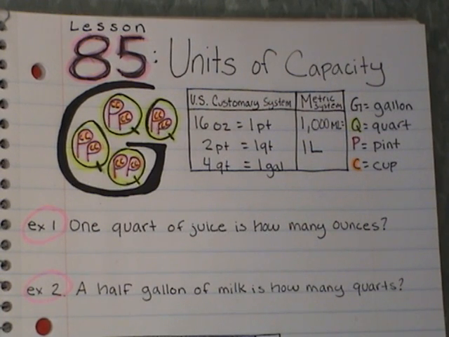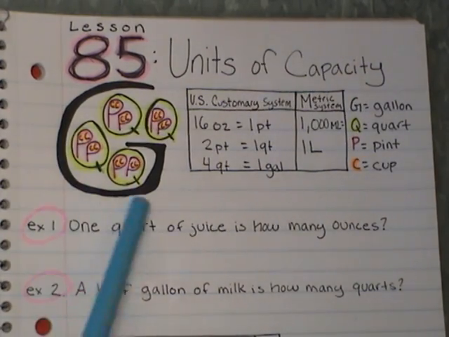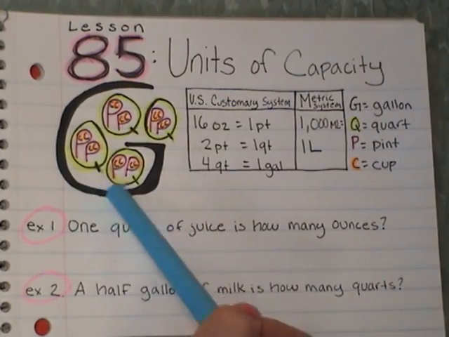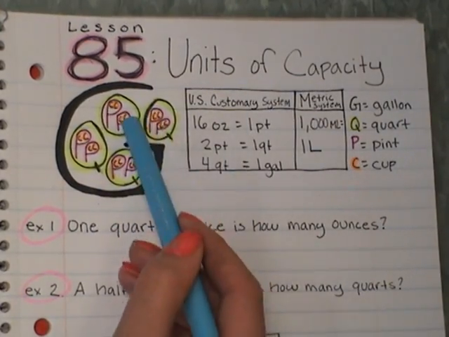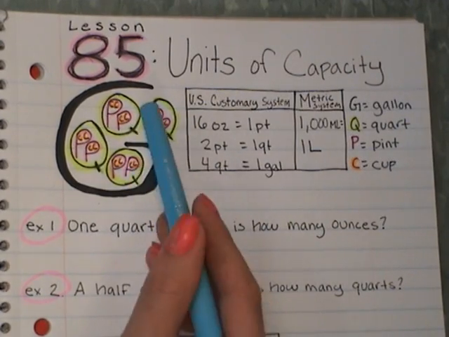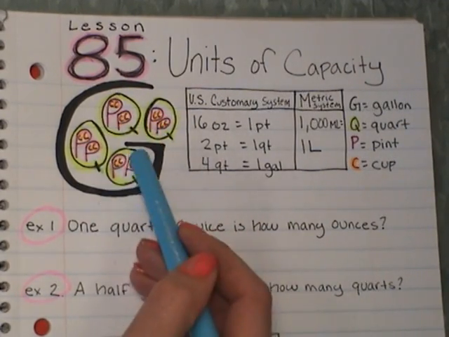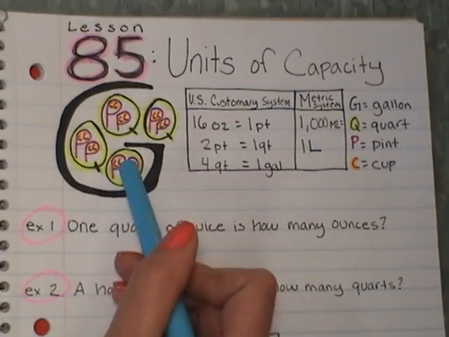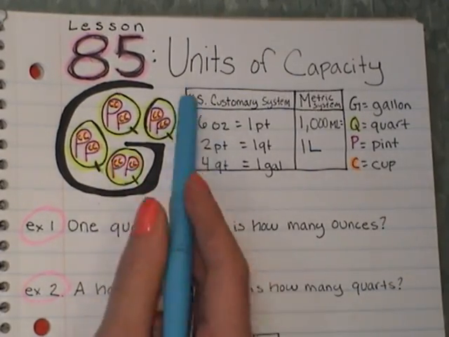Many containers in the U.S. customary system are related by a factor of 2. So 1 gallon is 2 half gallons, a half gallon is 2 quarts, and a quart is 2 pints. A pint is 2 cups. So I drew a diagram to show you. So here's 1 gallon, and in a gallon we have 4 quarts. 1, 2, 3, 4. And then we also have 1, 2, 3, 4, 5, 6, 7, 8 pints.